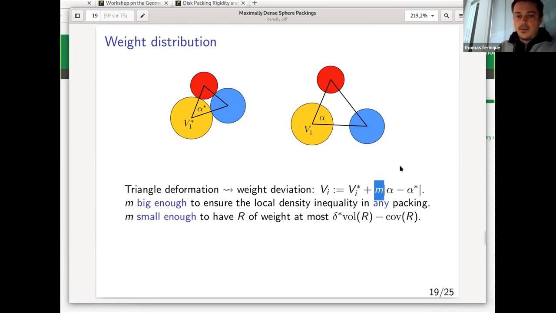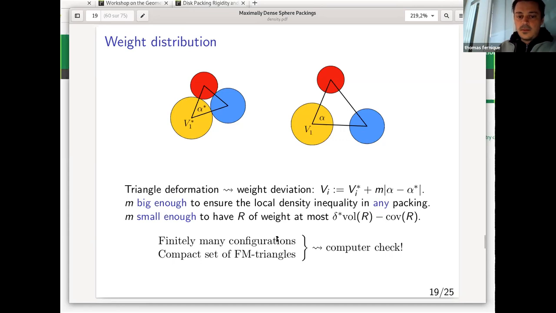And you have some coefficient m for the deviation. It's called m-localization, and it has to satisfy some trade-off. It must be big enough so that for any packing, if you look at the sum of the weights given to a given circle, it is non-negative. So the higher m is, the higher are the weights given to this circle, so the higher is the probability to have something positive. But on the other hand, you want m small enough so that the weight of each triangle, where each triangle gives the weight v_i star, is no more than this delta star, volume of air minus covering of air. Okay, so you have a sort of trade-off, and you have to seek a good m to satisfy this.